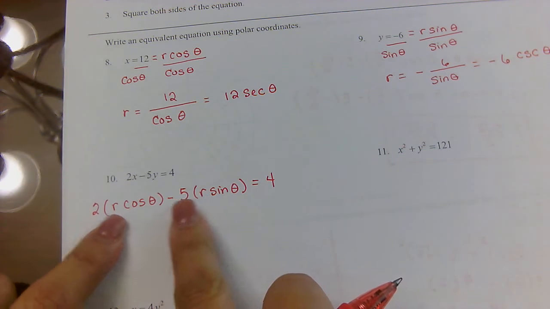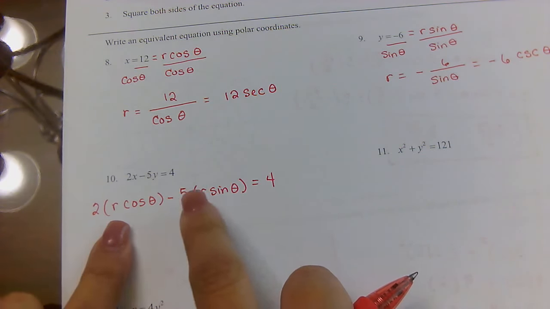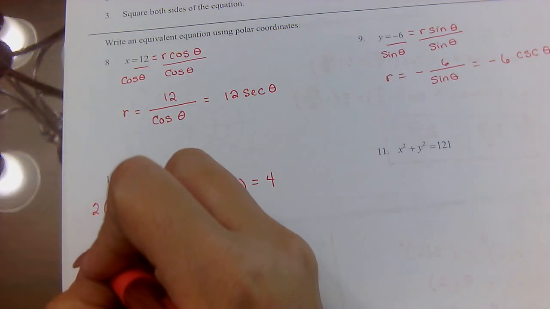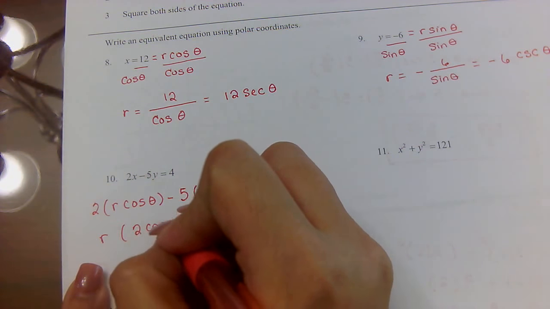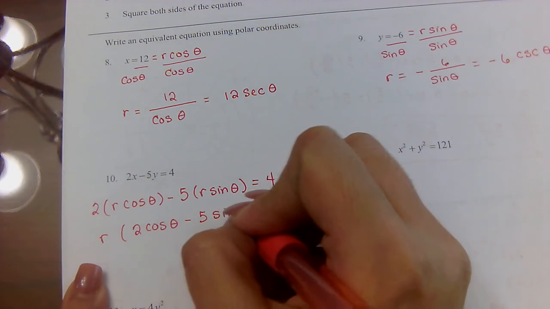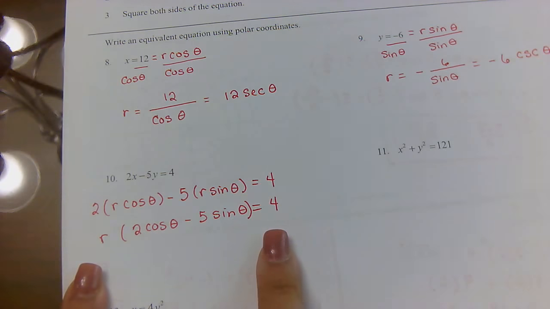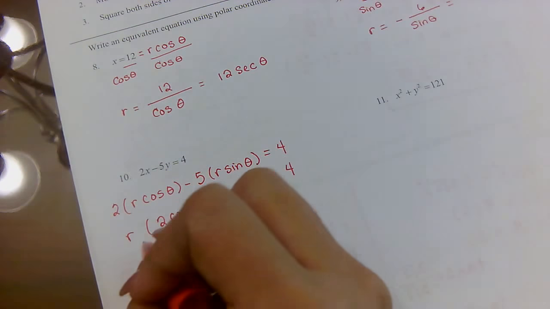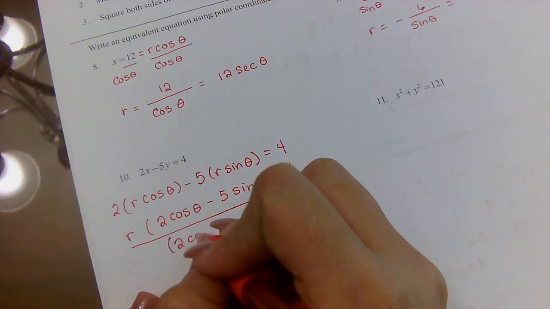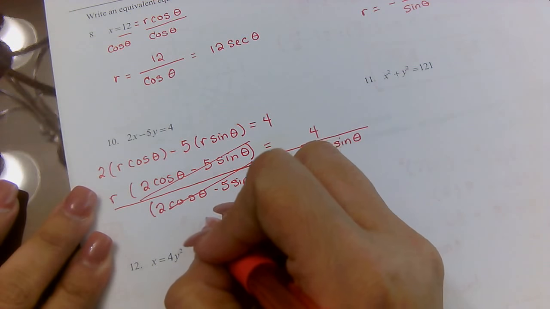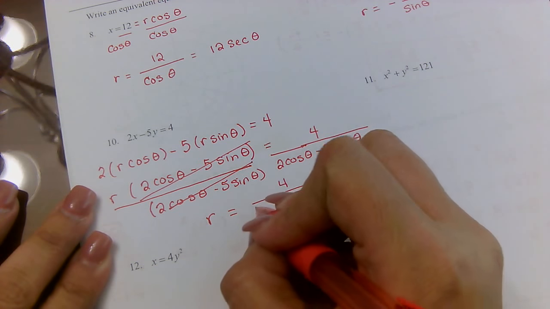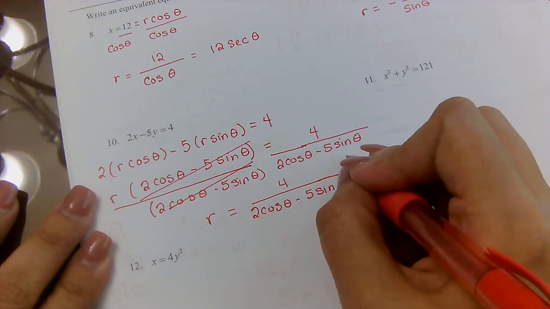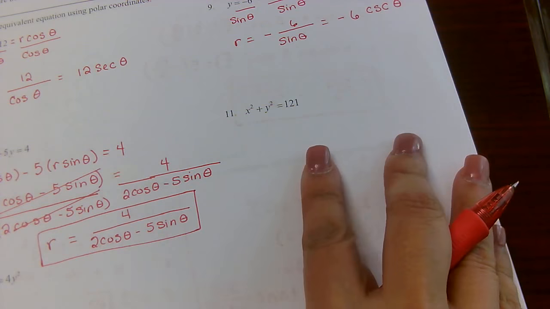Now when I'm looking at these two, I can say an r is in common on both. I can factor that out. So I can have r times 2 cosine theta minus 5 sine theta, all equal to 4. Now we can divide both sides by this entire parentheses. I'm going to go ahead and cancel these out, and I can see that r is equal to 4 over 2 cosine theta minus 5 sine theta. That's our answer.